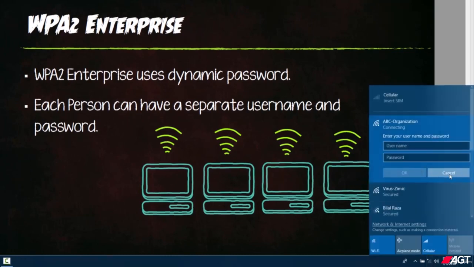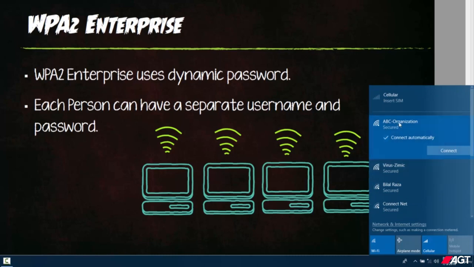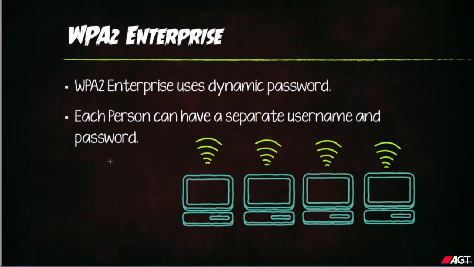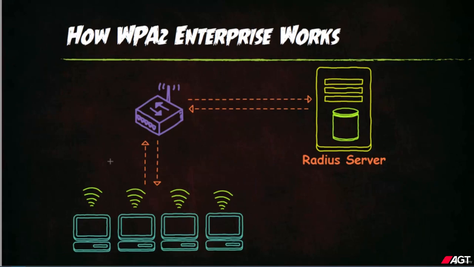So over here, as you can see, I have a network with ABC organization. I'll try to connect to this network. Over here, as you can see, it's asking me for the username as well as the password, right? So this organization is using WPA2 Enterprise. Only in Enterprise will it ask you for the username and password. So now let's see how enterprise works.